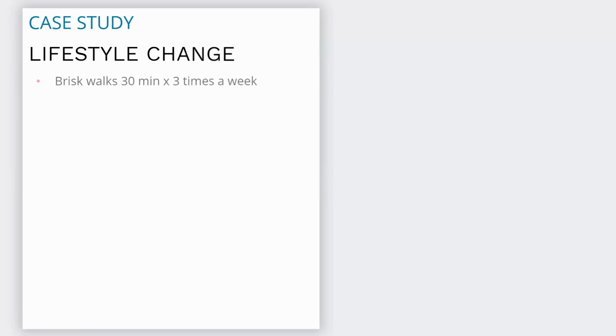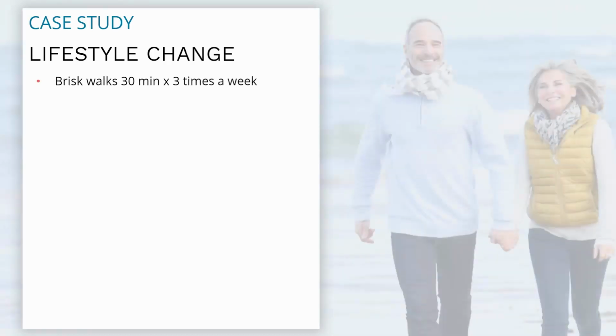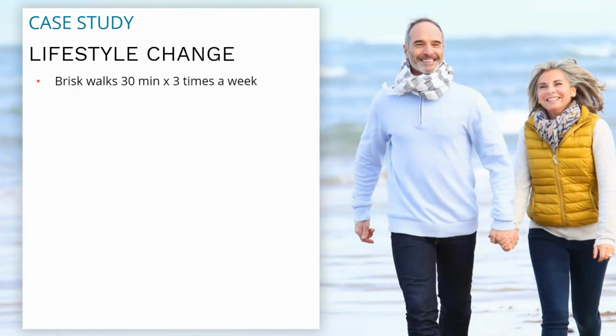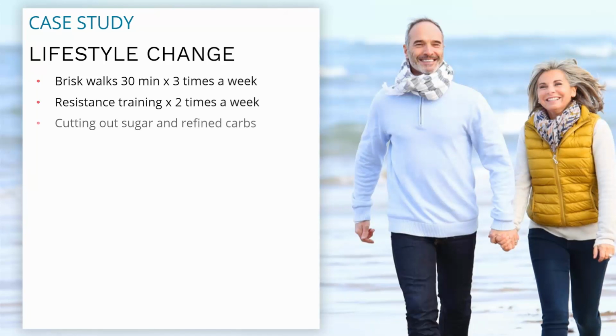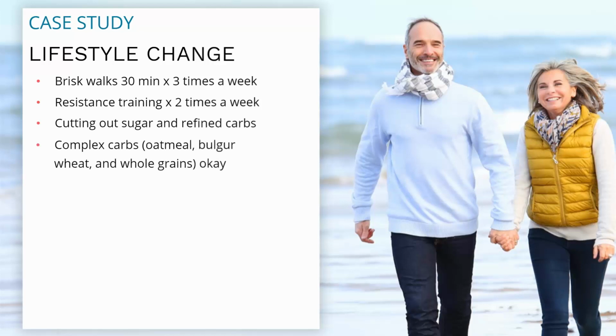We had him walk briskly 30 minutes, 3 times a week. On alternating days, instead of sitting down and watching TV, we had him do resistance training with a 12-pound kettlebell and dumbbells. The only diet change we made was cutting out sugar and refined white carbs. The patient was allowed to eat complex carbs like oatmeal, bulgur wheat, and whole grains.